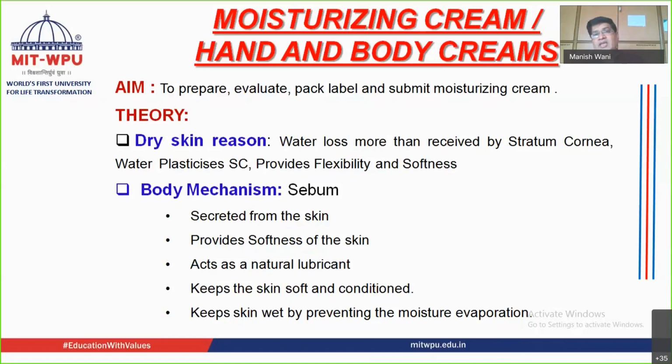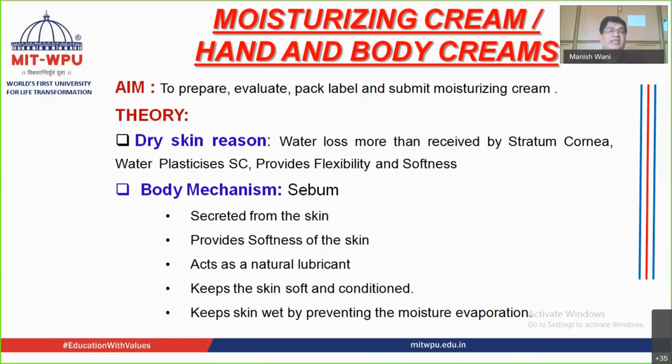Now, as the name suggests, moisturizing cream is the cream which is applied to the skin in order to moisturize the skin, in order to make the skin supple. Okay. It is used when your skin becomes dry. Now, there are many reasons why the skin becomes dry.